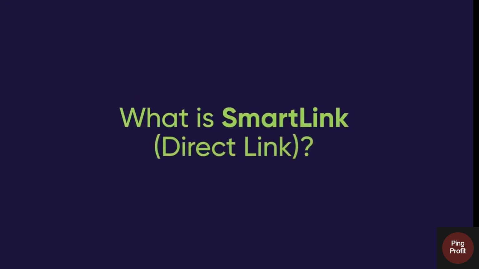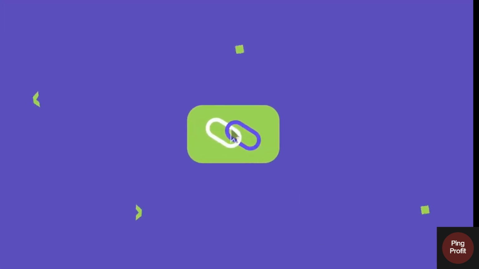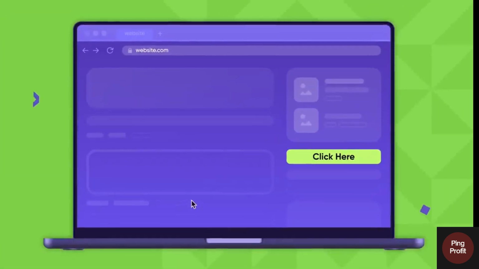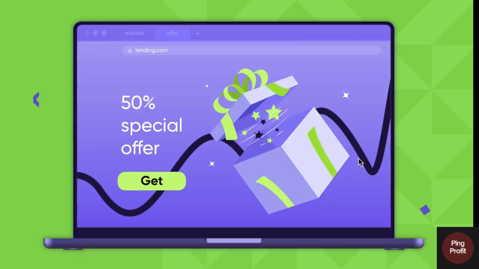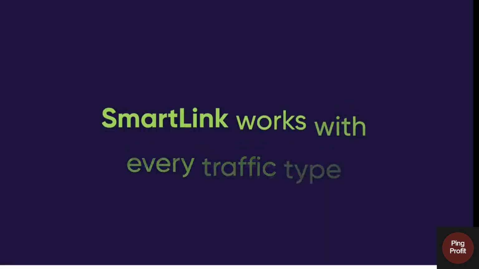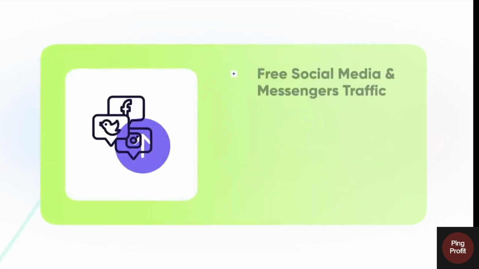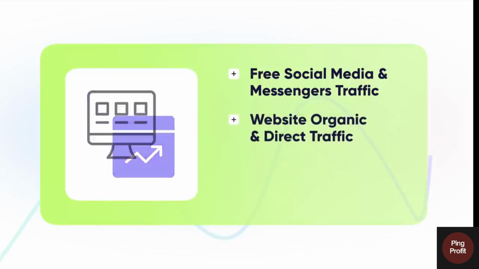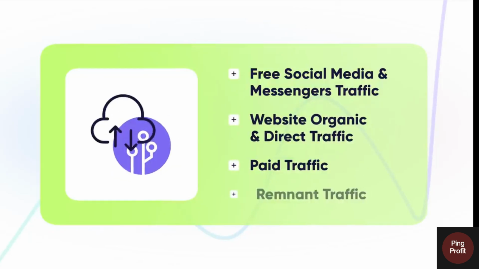What is SmartLink, or Direct Link? SmartLink is one of Monetag's most profitable ad formats. In a nutshell, it is a special link that automatically redirects the user to the most relevant offer. Also, SmartLink works with every traffic type, so don't hesitate to try it with free social media and messengers traffic, website organic and direct traffic, paid traffic, remnant traffic.